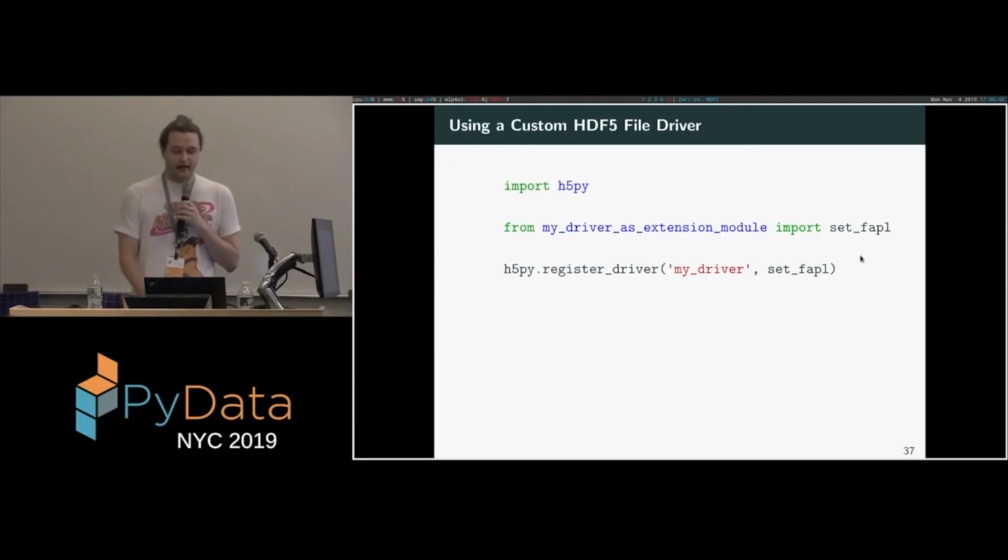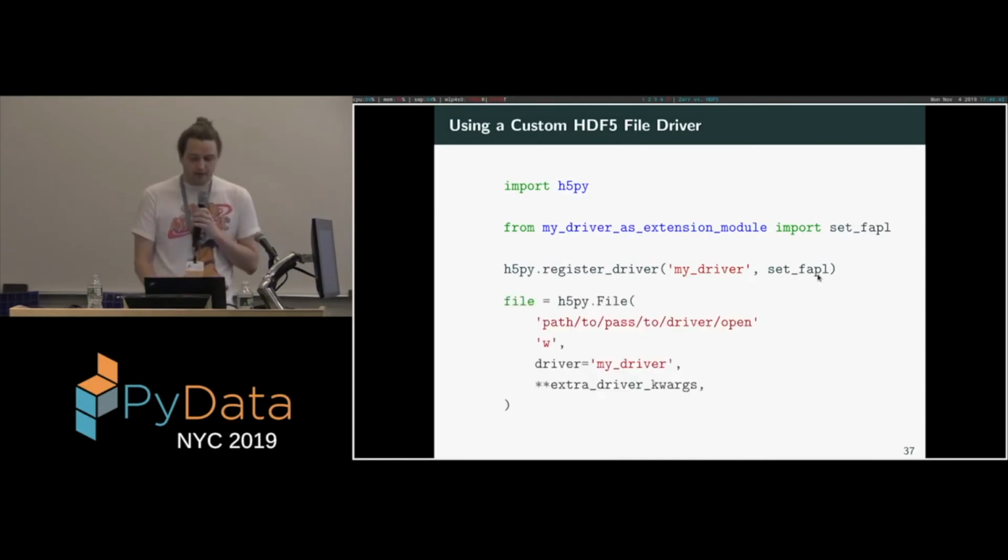Once you've implemented that, you can pass h5py.registerDriver, you give it a name for use in memory, and then the function. And then when you construct a file, you can pass driver equals and then that string key.